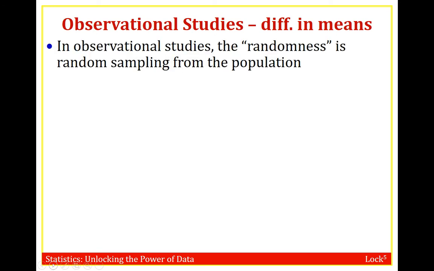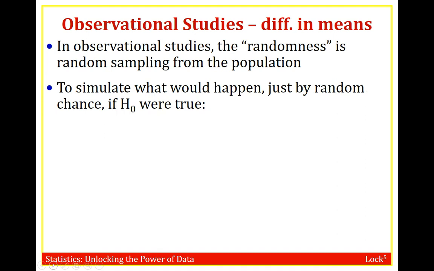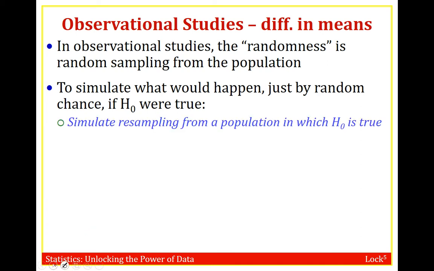In observational studies, the randomness is random sampling from the population. Because remember, we're not performing a statistical test, we're simply observing. To simulate what would happen just by random chance if H0 were true, we simulate resampling from the population if H0 is true. Remember, this is referred to as bootstrapping. So we keep putting it back in and saying what would happen again, and again, and again.